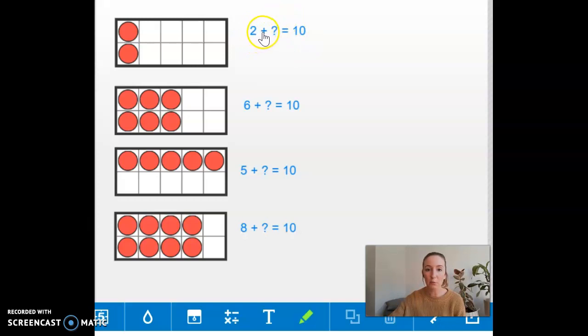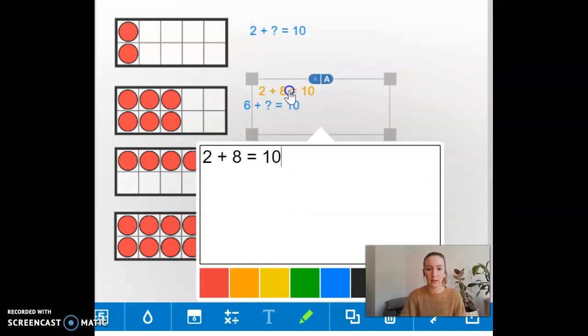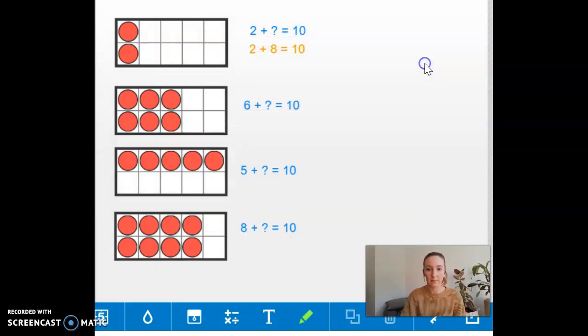So here I've got 2 plus something equals 10. How many am I missing here? So you could lay out some more counters, or you could visually go, there's 4 boxes there, 4 and 4 is 8. So I know that 2 plus 8 equals 10. So you're filling in the missing number sentence.